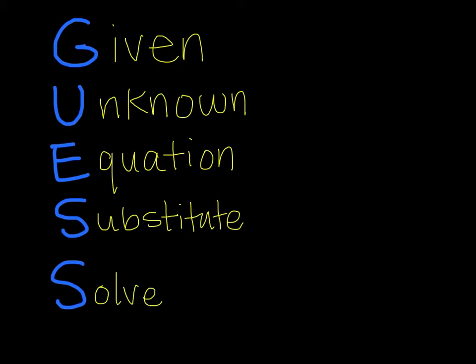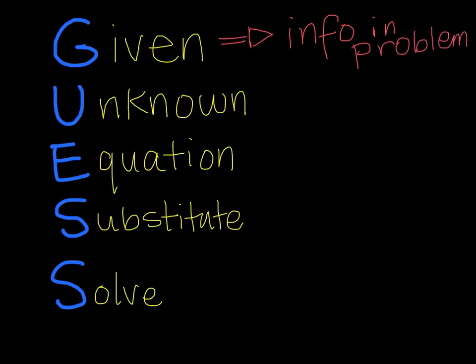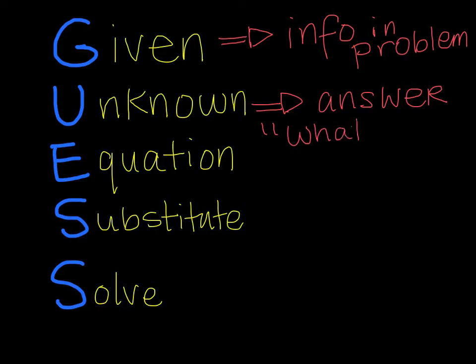So when we talk about given, this is what they give us in the equation. So this is information from the problem. The unknown is going to be our answer. And you're going to look for words like "what is" to figure out what the unknown is. The equation is something that we're going to use to solve it.